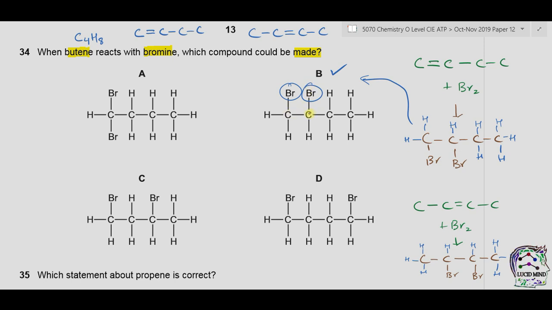because bromine is attached to the first and second carbon. In A, bromine is attached to the same carbon atom, which is not possible, so A is incorrect. In C, bromine is attached to the first and third carbon, which is also not possible because it can either be first and second or second and third, so C is incorrect. In D, again we can see that bromine is attached to the first and fourth carbon, which is not possible. The correct answer is therefore B.